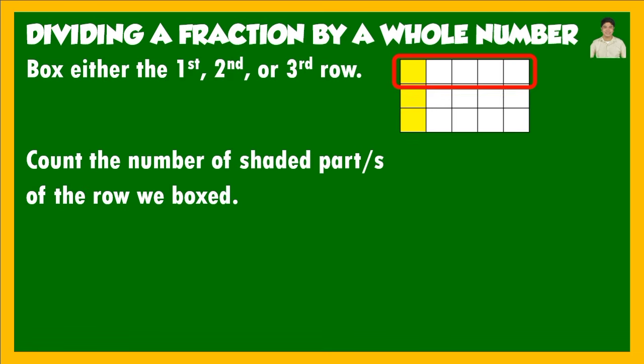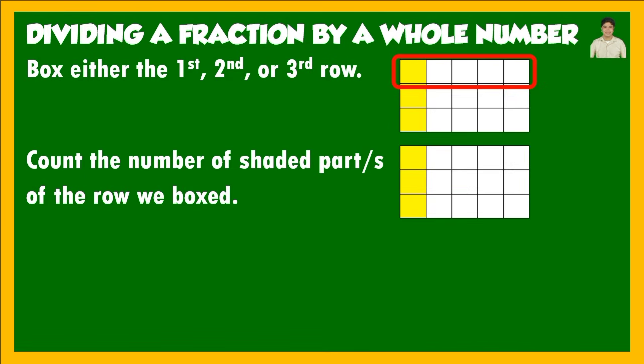Next, count the number of shaded parts of the row we boxed. Ayan. Ito yung ating binox. Ilan po yung shaded portion natin? Shaded part. We only have 1. Ayan lang po. Isa. Yung kasunod niya, unshaded po.